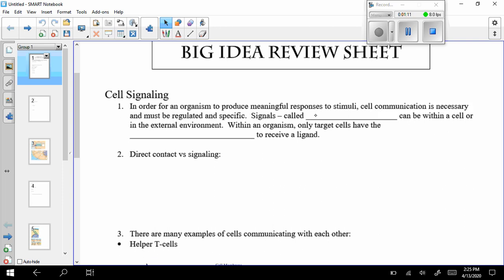And the signals, we call those ligands. And ligands come in several different forms. Ligands could be proteins, they could be steroids, they are usually hormones, neurotransmitters, things like that in your body. They can be within a cell or in the external environment. And within an organism, only target cells. So this doesn't have an impact on every cell in your body, but instead it's very specific so that a target cell will respond to a stimulus. They have the right receptors.